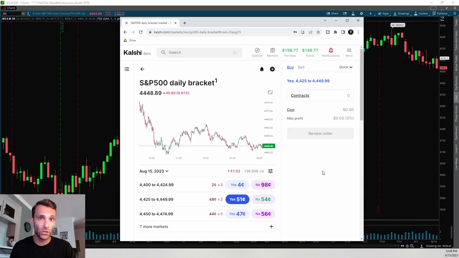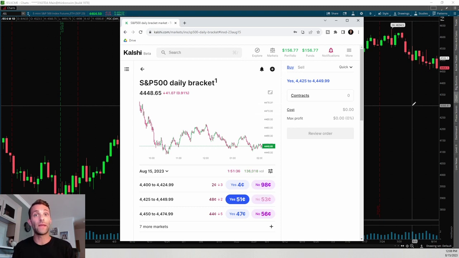And then to structure the trade, we would go into the back end of Kalshi, go to the S&P 500 daily bracket. And remember, these numbers are going to be slightly off because that breakout happened a while ago. But right around that 4,300 level, we would want to look at the ranges anywhere from 4,300 to about 4,400.